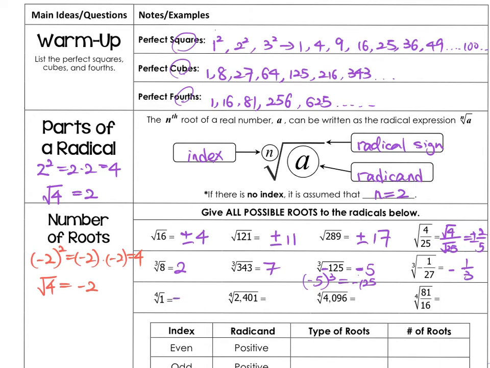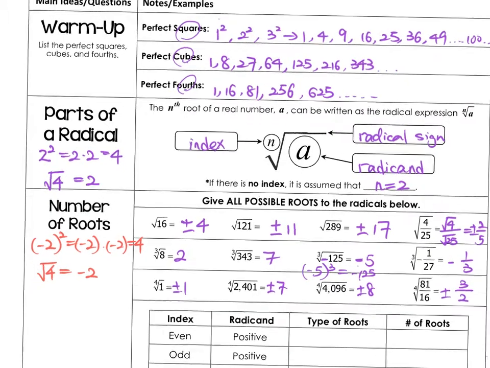Fourth root of 1, we have positive and negative again because it's an even one. And 2,401, I think it's 7, isn't it? Positive and negative 7. And fourth root of 4,096, that's positive and negative 8. And finally, this one should be fourth root, so 3 on top, 2 at the bottom comes out. Okay? I'm going to move my paper upward a little.